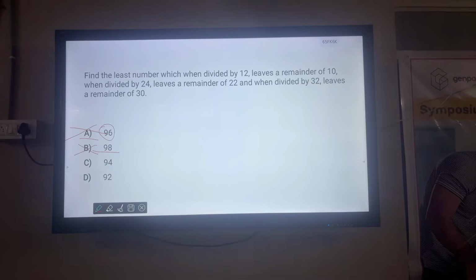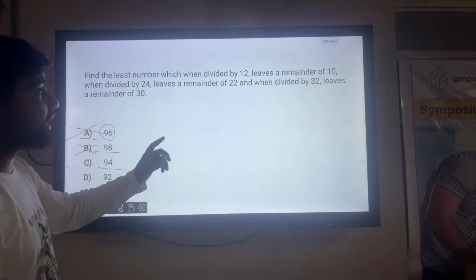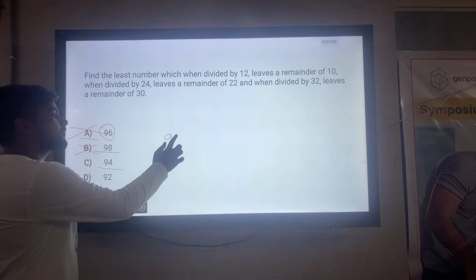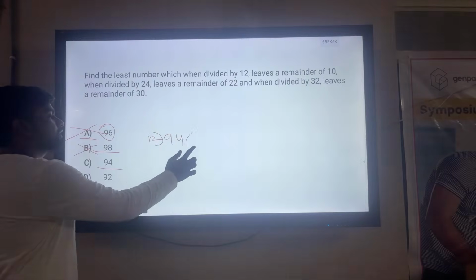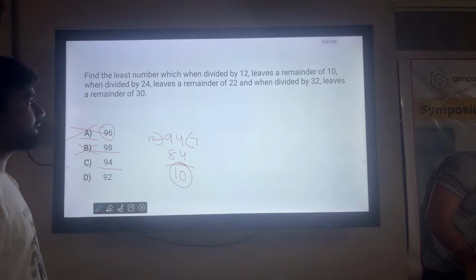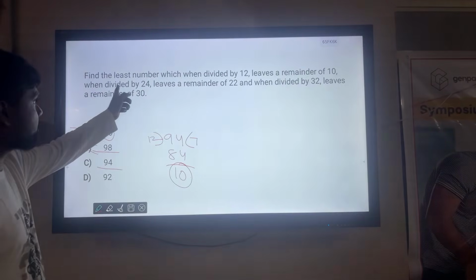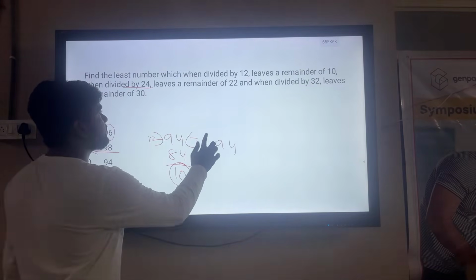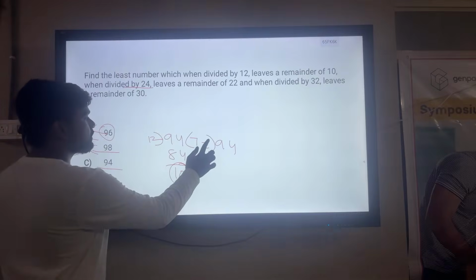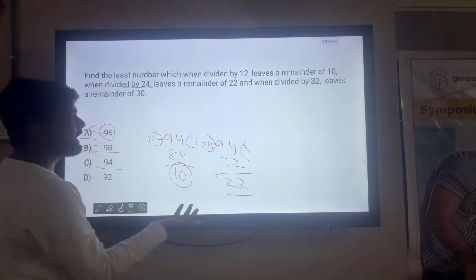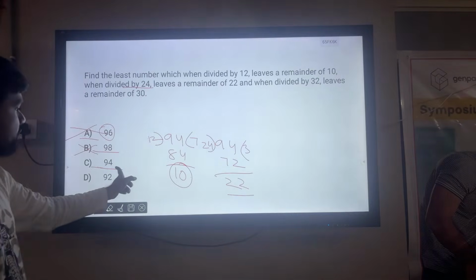Next one, 94 is there. When 94 is divided by 12, 12 sevens are 84. Remainder is 10. Okay, it is satisfied. In the next case, when it is divided by 24, it leaves remainder 22. 24 threes are 72. What is the remainder? 22. Yes, it is going to be our answer.